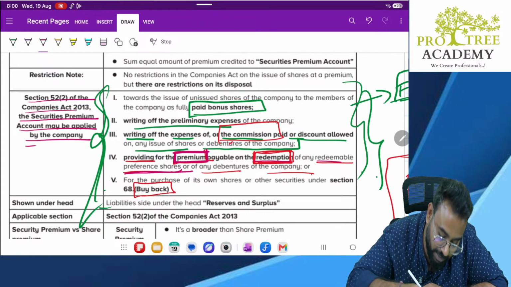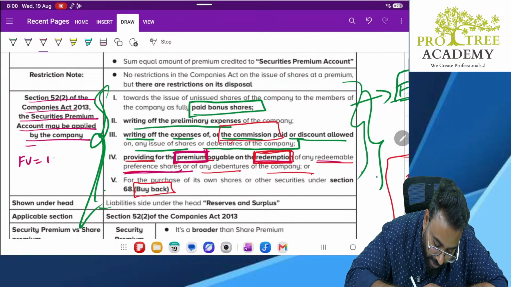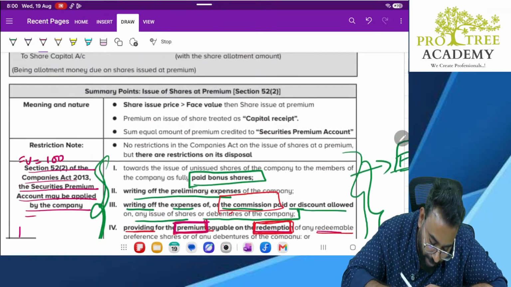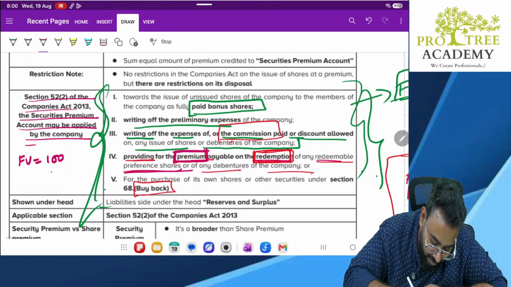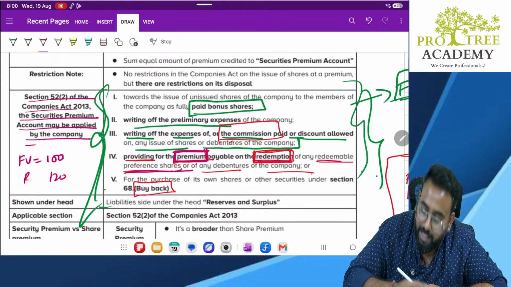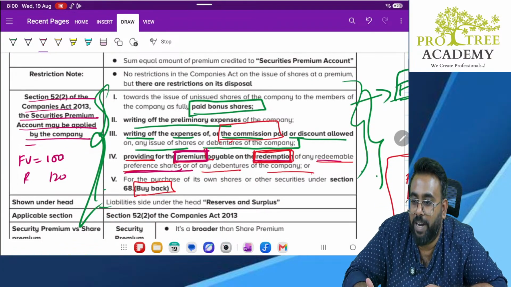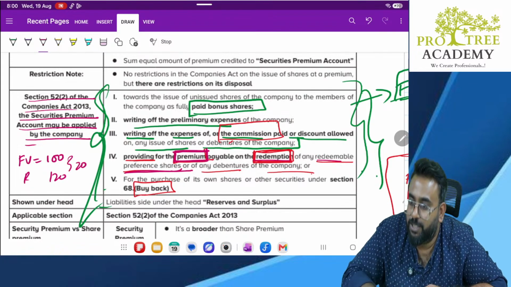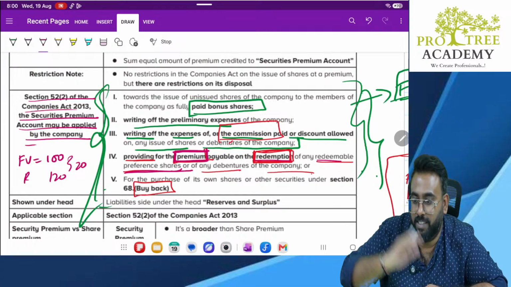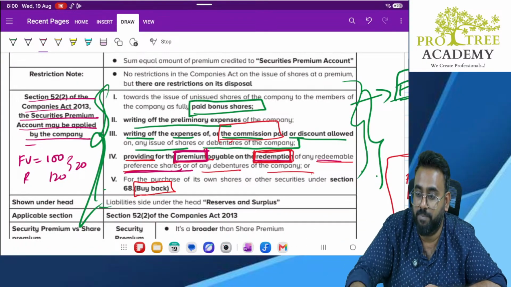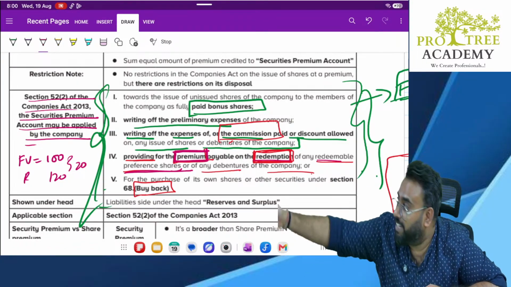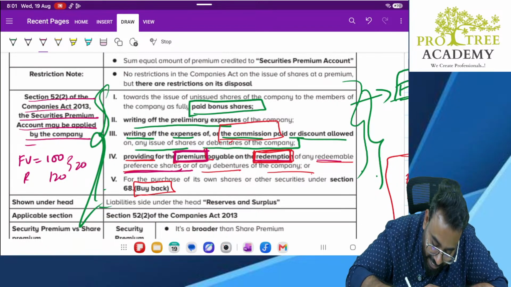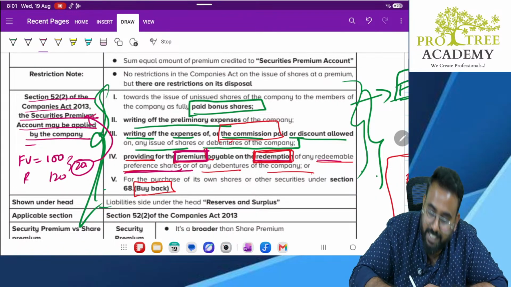What does premium paid mean? In simple terms, face value is 100. How much you have to repay? 100. But you are repaying 120. Sir, why will I repay 120? Because I have earned good profits and I want to give it back to the preference shareholders. Now this extra 20 rupees you are giving is called premium on redemption. That means you are paying the premium. That premium can be adjusted against security premium. Understanding? This extra 20, you can use security premium.